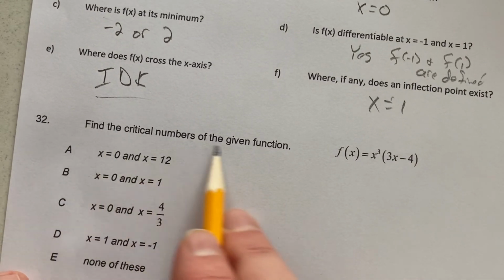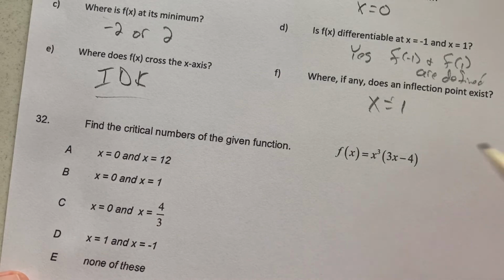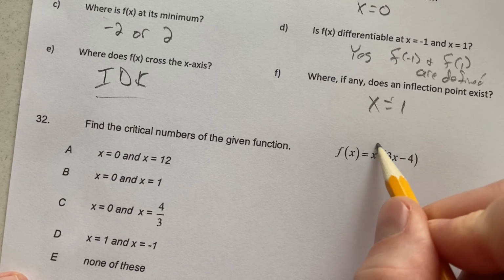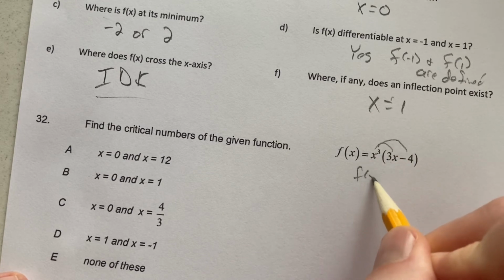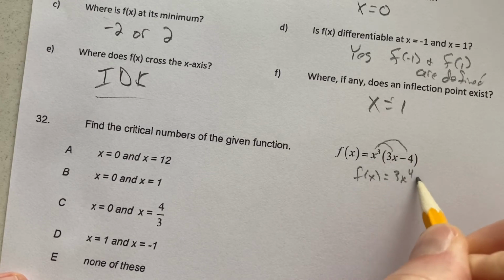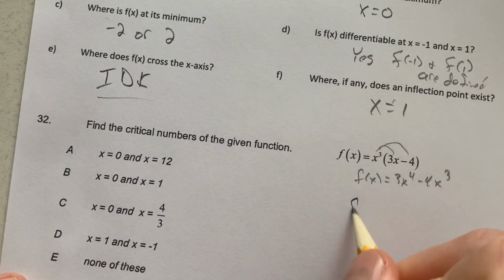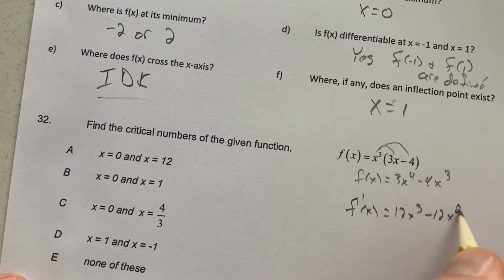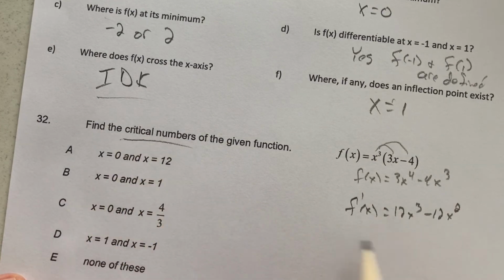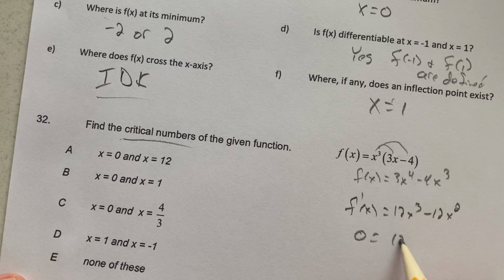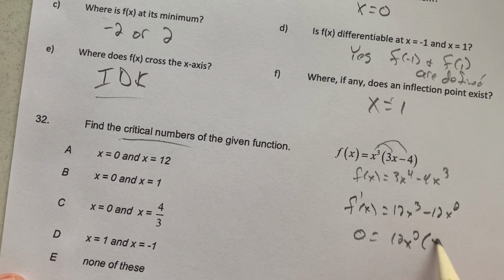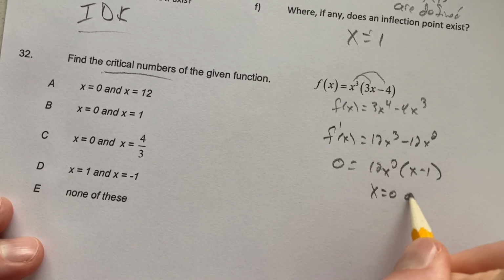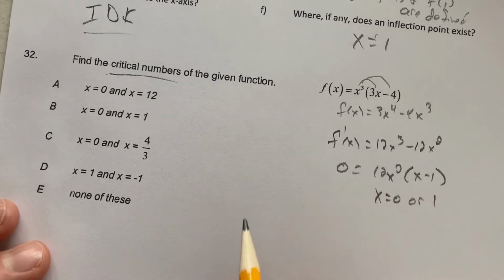32 wants us to find the critical numbers of this function. So there's two ways you can do this. You can do a product rule when you take the derivative of this, or you could just distribute this. 3x to the fourth minus 4x cubed. Now let's take the derivative, which is 12x cubed minus 12x squared, and let's set that equal to 0. Critical numbers where our derivative is 0 or undefined. I'm going to pull a 12x squared out, leaves me with x minus 1, and so x equals 0 or 1. Those are our critical numbers.